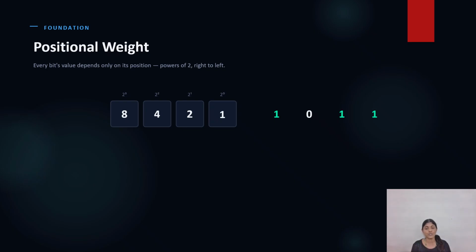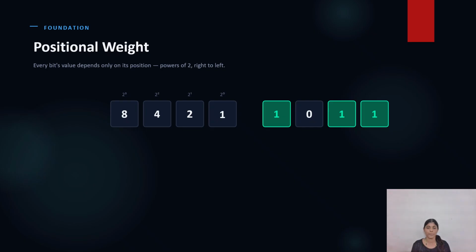In the 8421 code, for 1 the position is 2 power 0, for 2 the position is 2 power 1, for 4 the position is 2 power 2, and for 8 the position is 2 power 3. I have given the binary values here: 1, 0, 1, 1. 1 is the on condition and 0 is the off condition. On condition is green in color, off condition is black in color. Now I want to find the value for this 1, 0, 1, 1.